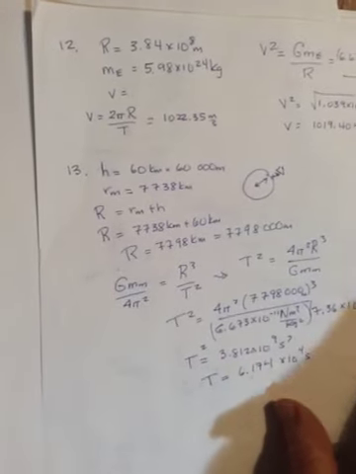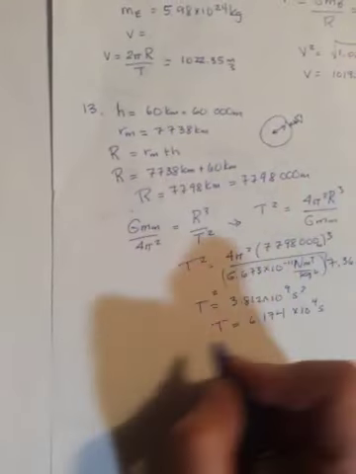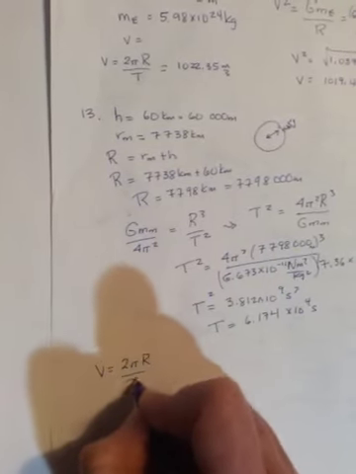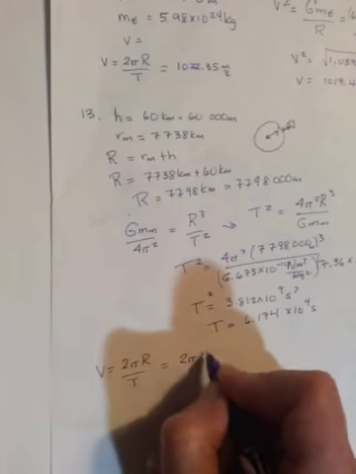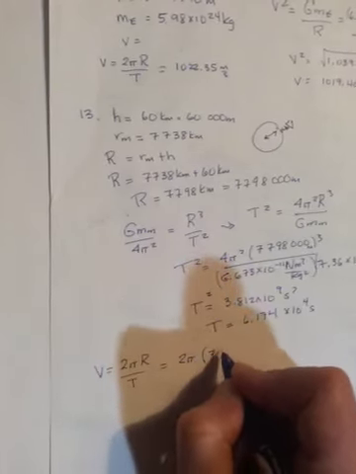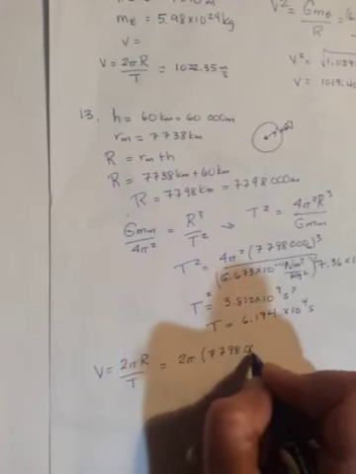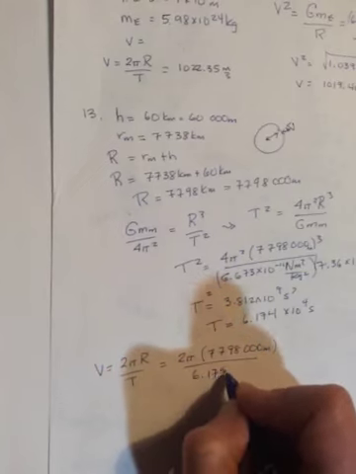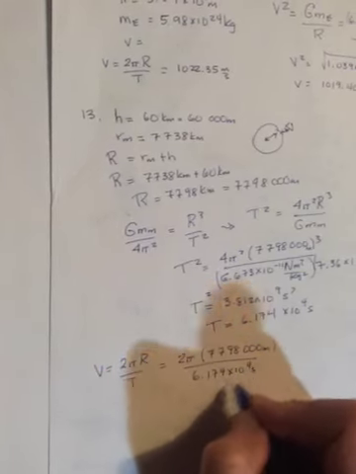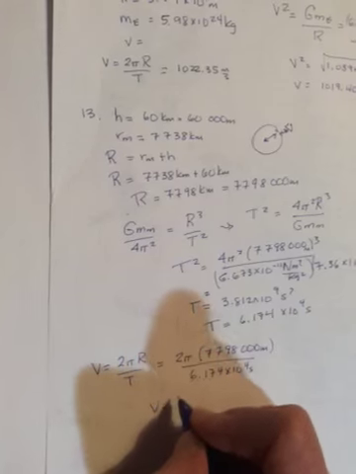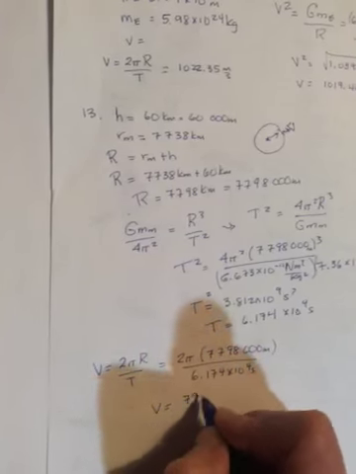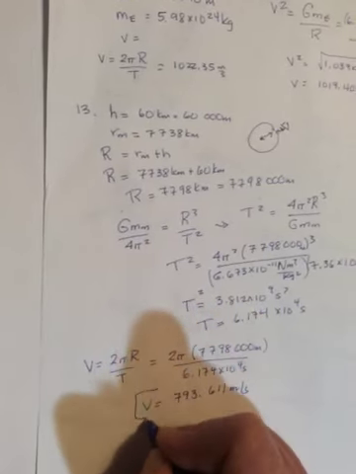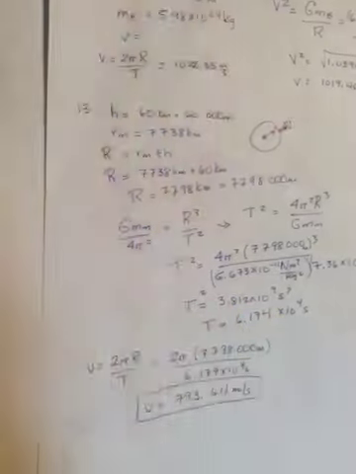And then there's a part B that wants to know how fast it is going. Well, now that you have the period, you might want to do v is equal to 2 pi r over T, because you have the period in your calculator. So 2 pi times 7,798,000 meters divided by 6.17, whatever that number is in your calculator, even though I can't see that digit. And you should get 793.611 meters per second. I can make out the ones, I just can't tell the 5s from the 4s.